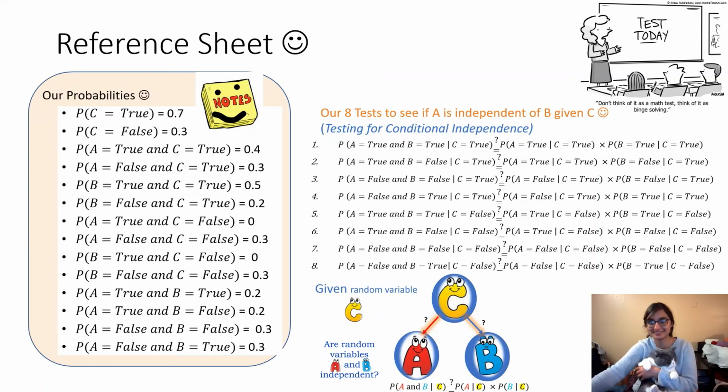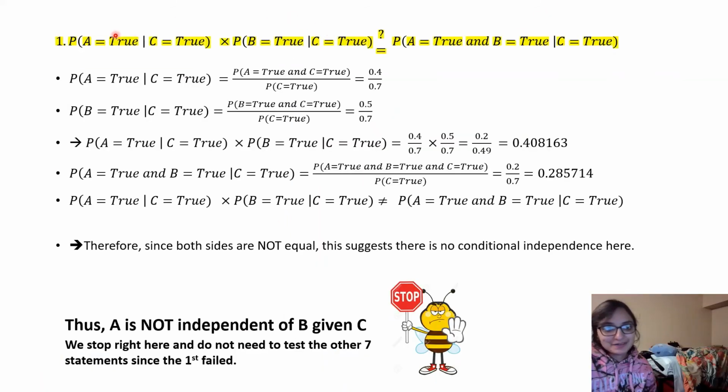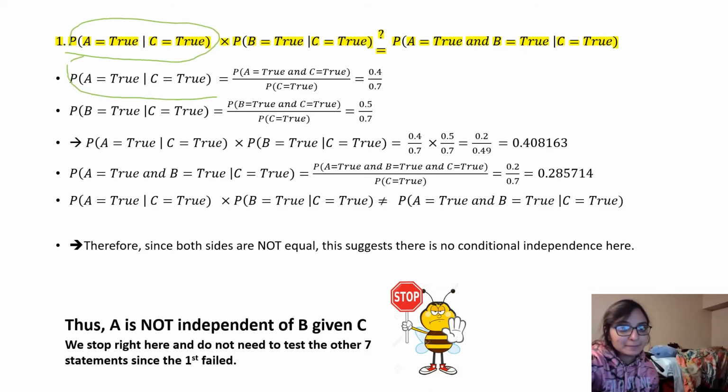So for this first test, we're going to see if the probability that A is true given that C is true, multiplied by the probability B is true given that C is true, is equal or not to the probability that A is true and B is true given that C is true. So, given Bayes' rule, this probability right here can just be expressed in this formula here. And then this other probability can be expressed in this way here.